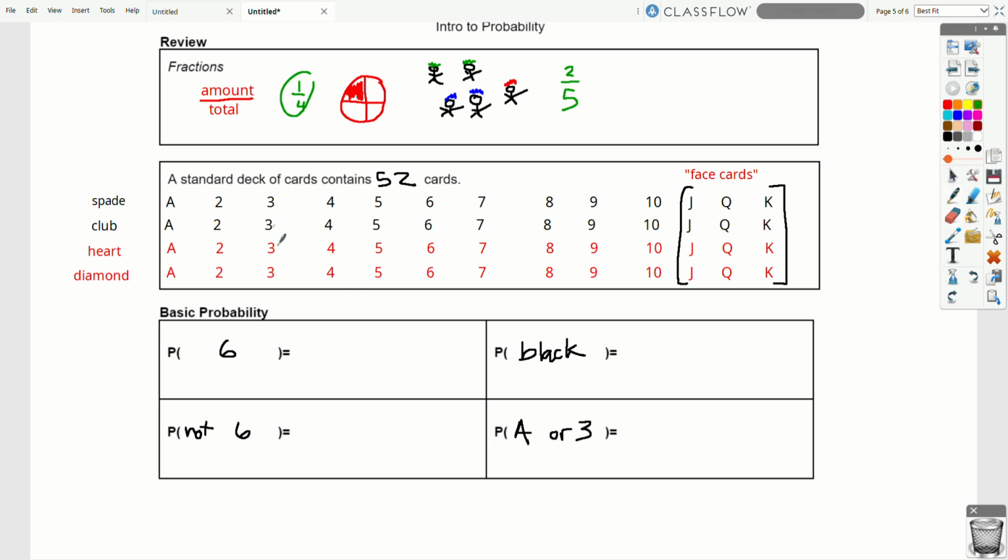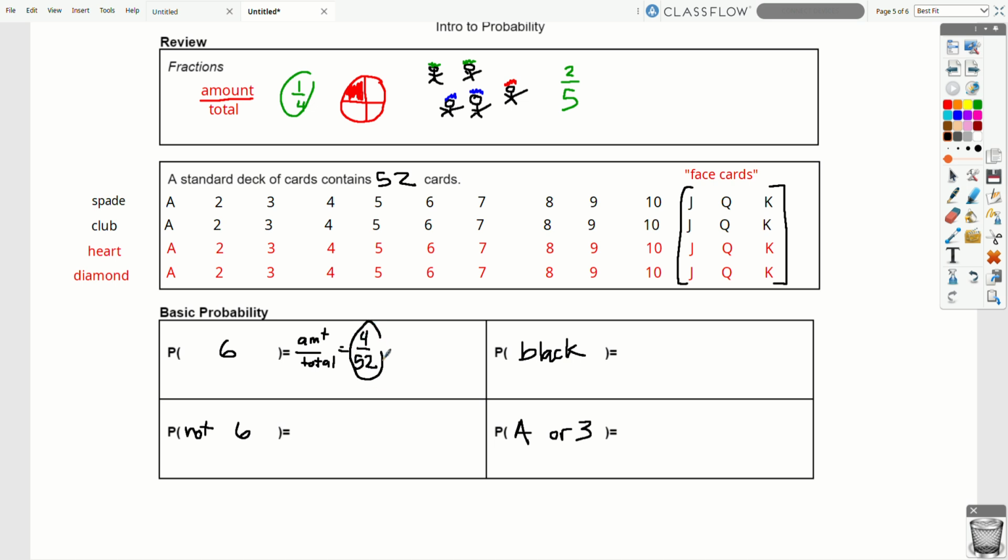And so just using this as our sample set, or our total, we can calculate the basic probability of drawing a certain card. So let's say you have a deck of 52 cards, you draw a card at random. What is the probability that you draw a 6? We remember the amount over the total, and the amount of 6s in the entire deck, there are 4 of them. So that's going to be 4, and then the total number of cards, 52.